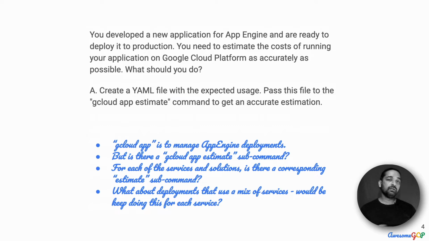So, is there a gcloud app command? Yes, there is, and it is used to manage App Engine deployments. But is there a gcloud app estimate subcommand? For all the services and solutions that are there, is there always an estimate subcommand? What about solutions and what about production deployments that are going to use a mix of all these services? Are we going to be running a gcloud compute estimate? Are we going to run a gcloud BigQuery estimate? Just reasoning through it logically, it seems unreasonable that we are going to be doing this for each individual solution.